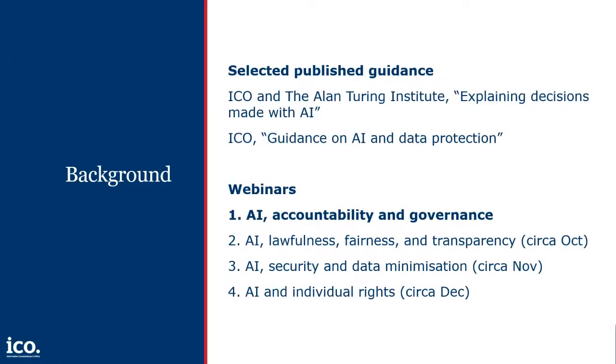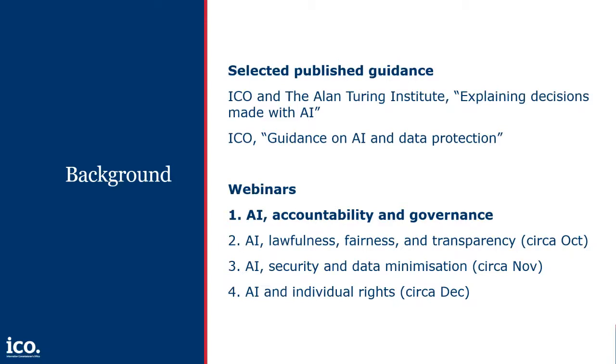The ICO has recently published two pieces of guidance on AI and data protection issues. In May 2020, together with the Alan Turing Institute, we published guidance on explaining decisions made with AI. That guidance provides best practice advice on how to provide explanations to individuals when a decision using AI is made about them. The guidance is not exclusively a data protection compliance document, but it does include requirements under current data protection legislation.